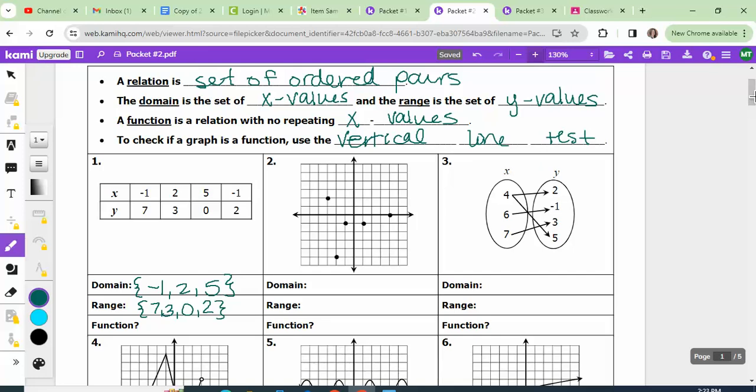No. Is this a function? Remember, it's a function if it doesn't have any repeating x's. So, no. Because if I look, -1 was used twice. So it is not a function.